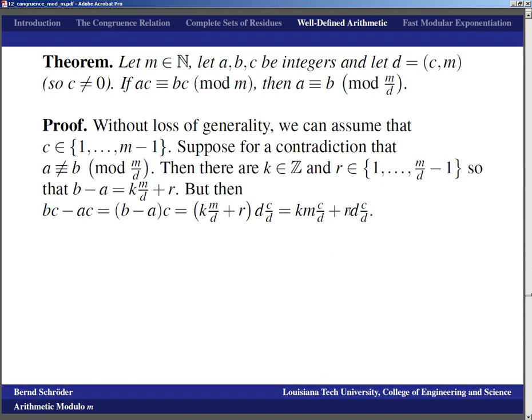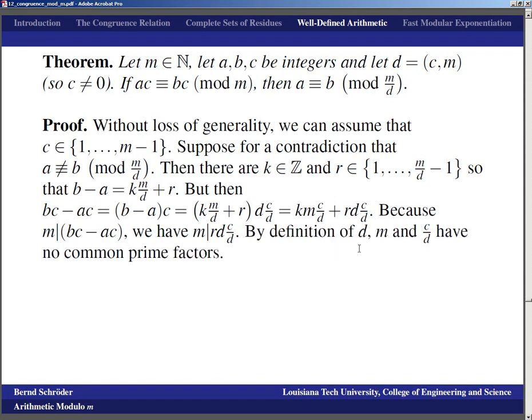And so the first one is divisible by m, and the second one is not. So because m divides bc minus ac, and because m is also a factor here, we have that m divides rd times c over d, and that is now problematic because this is r times c, and r is between 1 and m over d minus 1, and c is between 1 and m, and so that means by definition of d and m.